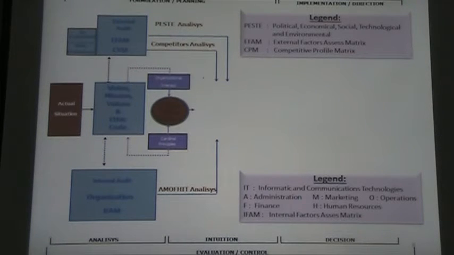And after we have done all the things, then we can establish long-term objectives. What do we want to obtain or to reach in the future? Because we are speaking about a long-term plan, a strategic plan.